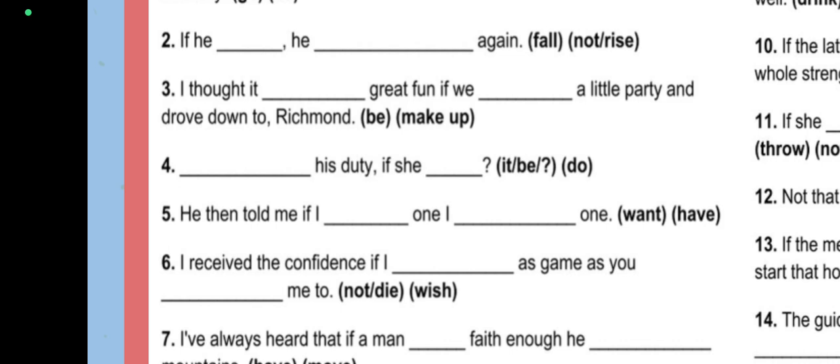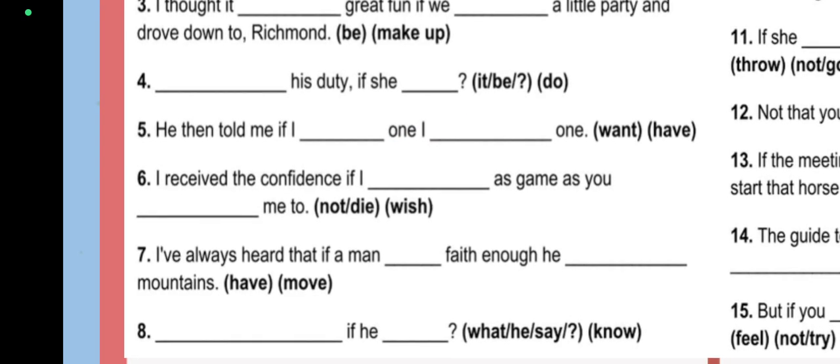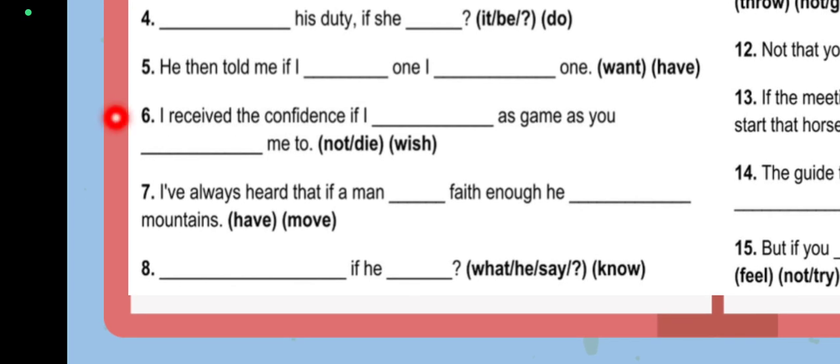Okay. He then told me if I had one, I would want one. Okay. If I wanted one, I would have one. You got it. Now let's pass to Jose. Can you do number 6 to number 7?